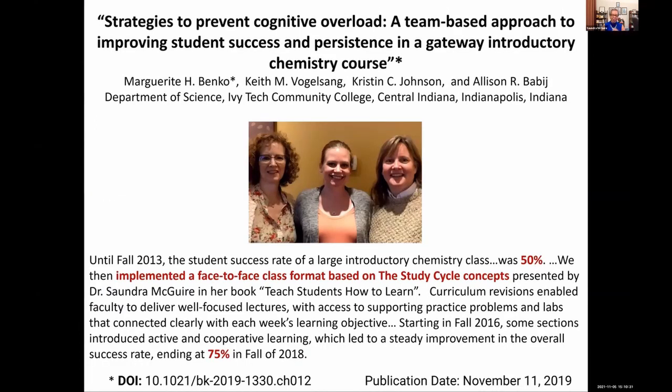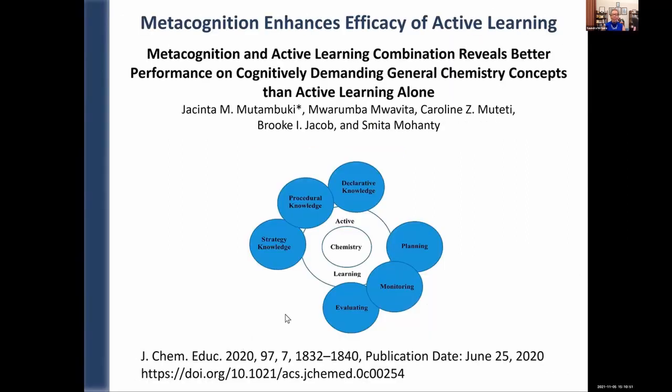This is a study and you can look this up, but these were chemistry faculty members who implemented a face-to-face class format based on the study cycle concept. And they did some other things too, but the success rate went from 50% to 75% when they implemented these interventions. There's an article out that shows how it came out in 2020, how metacognition coupled with active learning results in a higher performance on cognitively demanding courses like general chemistry than does active learning alone.